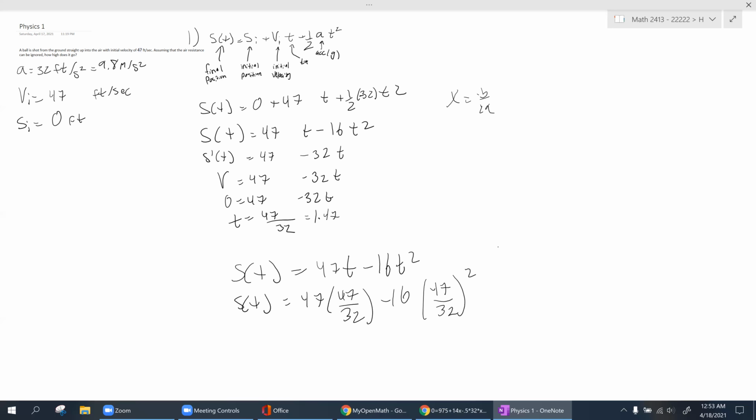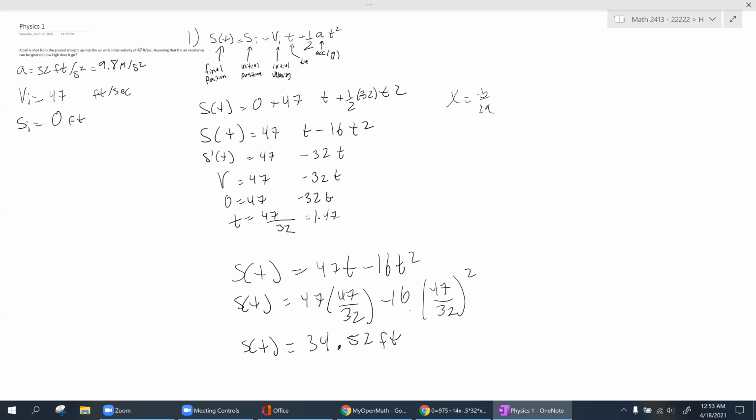So 47 over 32. Yes, 47 over 32. Meaning that height at that time would give me, let's go ahead and plug all that in. 47 times 47 over 32 minus 16 times 47 over 32 squared. I get here 34.52 feet. That's what I end up getting.